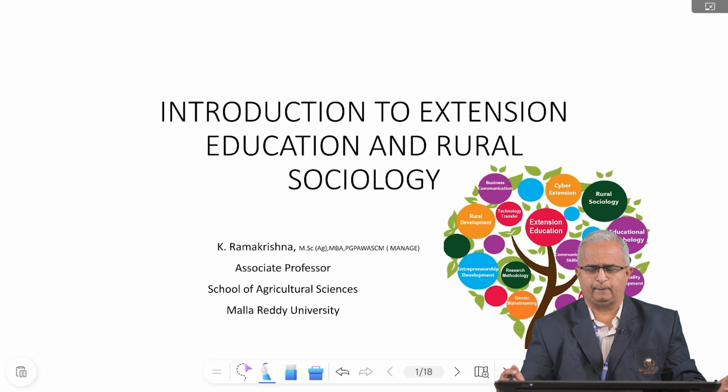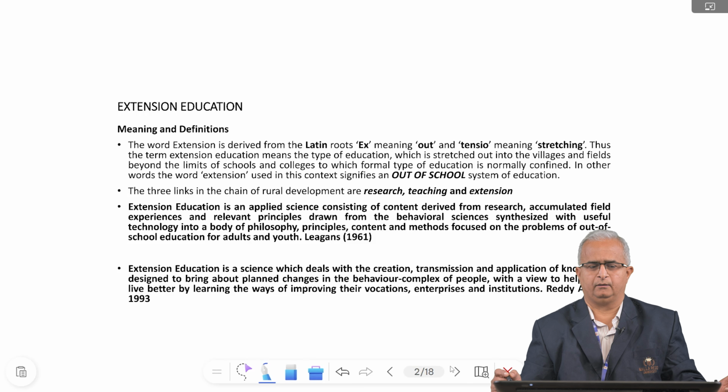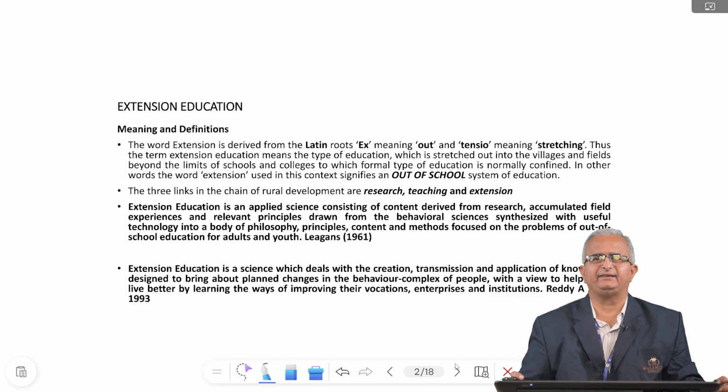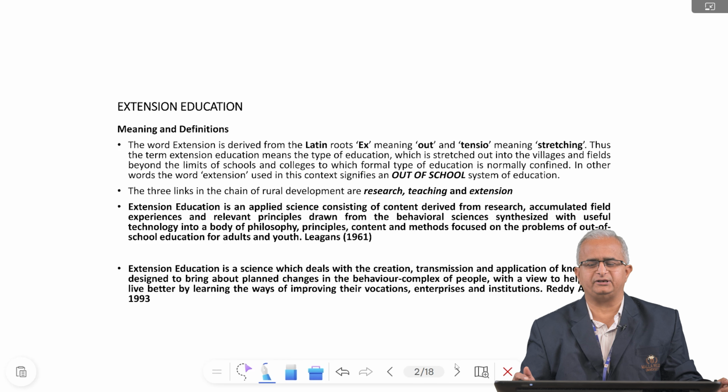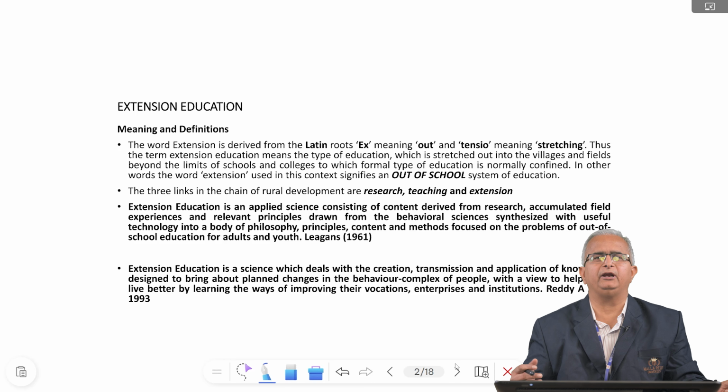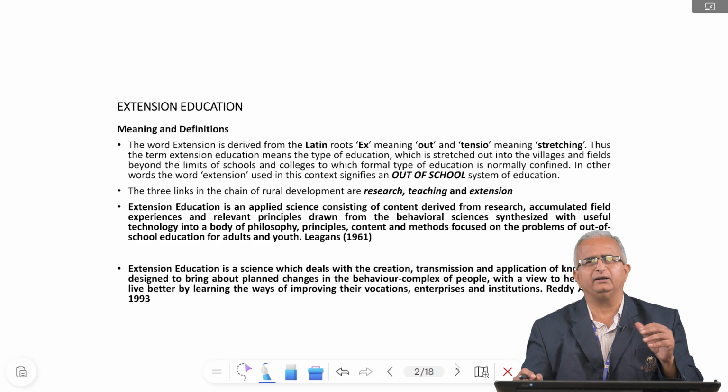Today we'll know about extension education. The word extension is derived from the Latin word: ex means out, tensio means stretching. Thus the term clearly explains stretching out from where to where. Actually, it stretches out from the scientific community or the university education to the people who cannot attend the university properly. For their benefit, this kind of education stretches out from the universities to the village people.